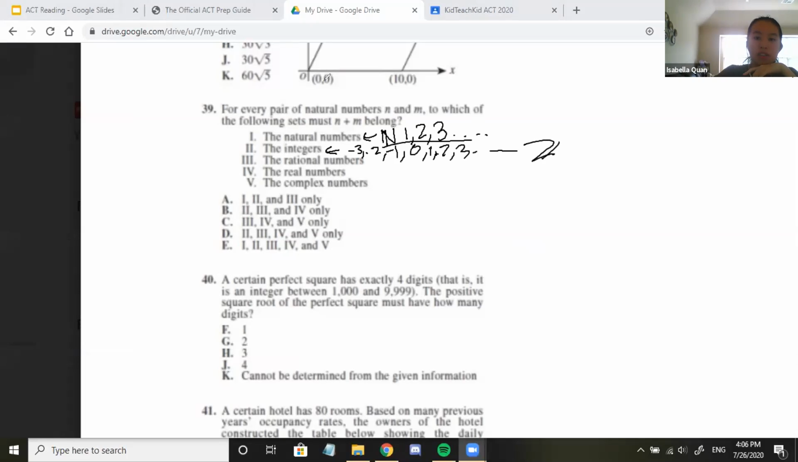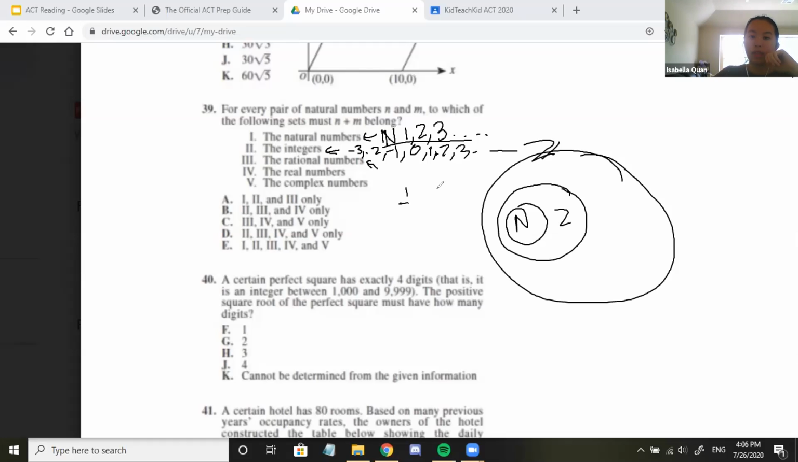Rational numbers are basically any fraction. But it's not just any fraction, it includes the integers. So actually you can represent it with a diagram. So you have the natural numbers, you have the integers, the rational numbers. Rational numbers can be like 1/4, but they can also be like 4/1, which is just equal to 4. So rational is represented with a Q.